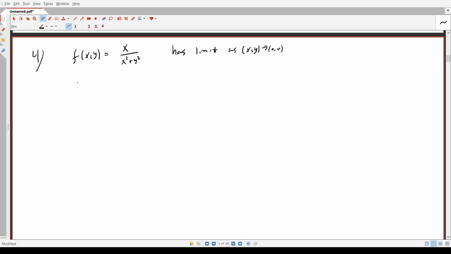Now let's try doing a couple limits. I don't expect that this is going to converge. I don't expect that it has a limit. So that's what I'm trying to find. Now I'm trying to find two examples where the limits are different.